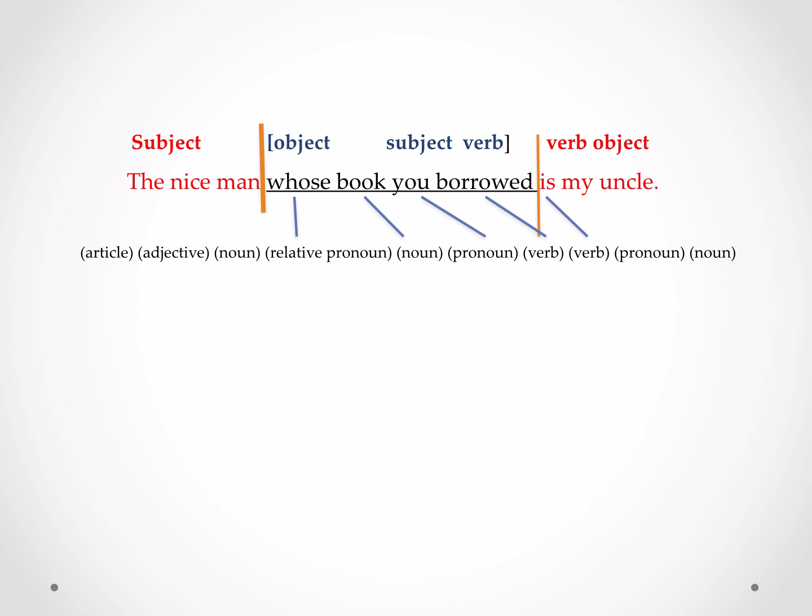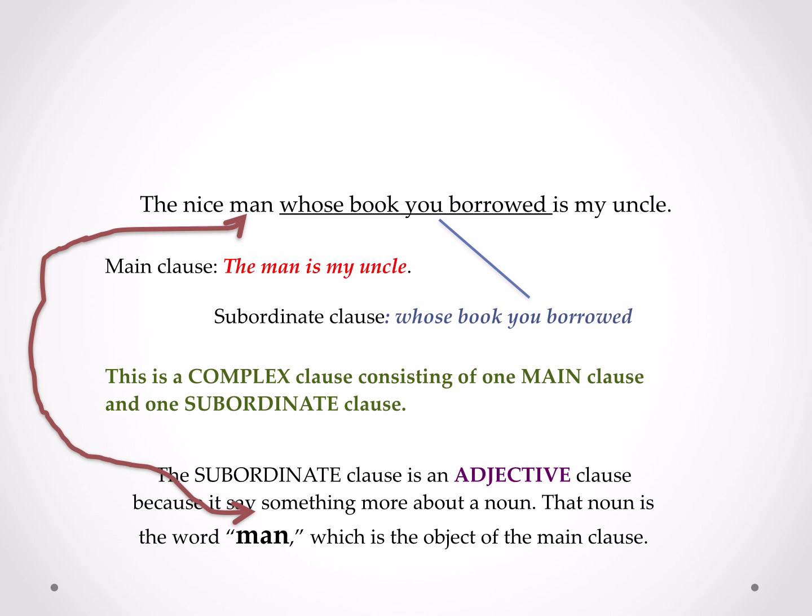You borrowed his book. Let's look at each word in the 2 clauses. You've got an article, an adjective, nice, man is a noun, the word whose is often called a relative pronoun, then the word book is a noun, you is a pronoun, borrowed is a verb, and then is the verb of the main clause, and then the pronoun my, and noun uncle. So we have the nice man whose book you borrowed is my uncle.